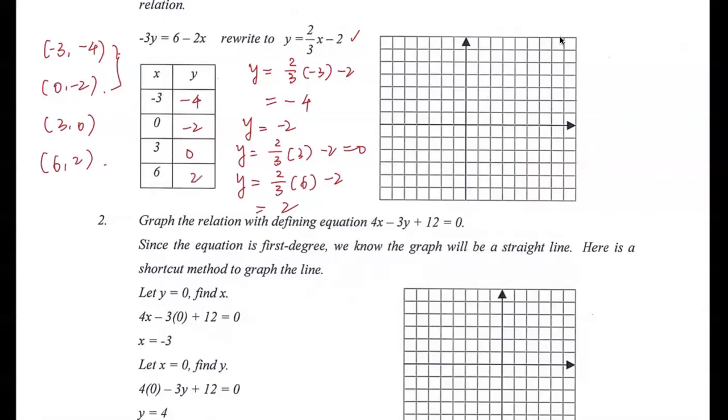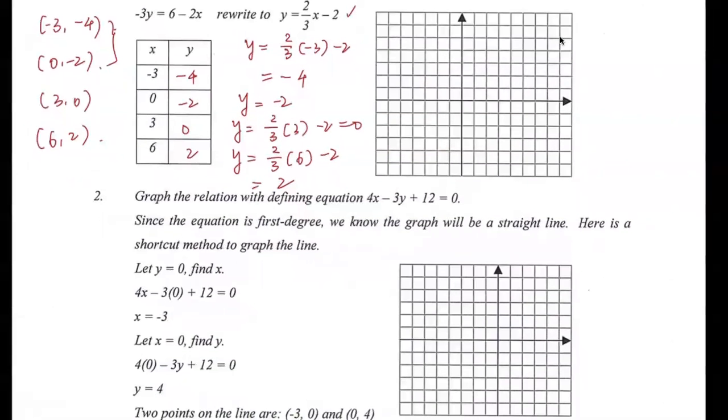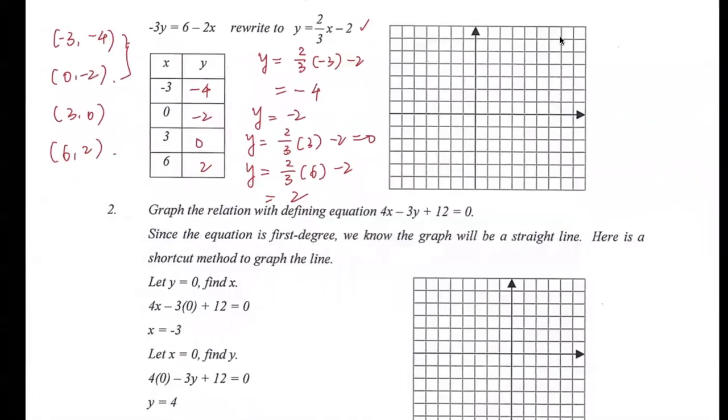Okay. So now we have 4 points here, right? As long as we use 2 of the 4 points, we can draw the straight line. So let's just use the first 2, okay? The first one is minus 3, minus 4. So we start from here. This is 0, 0. We go with x first. So minus 1, minus 2, minus 3, and then we go down. 1, 2, 3, 4. So this point is minus 3, minus 4.